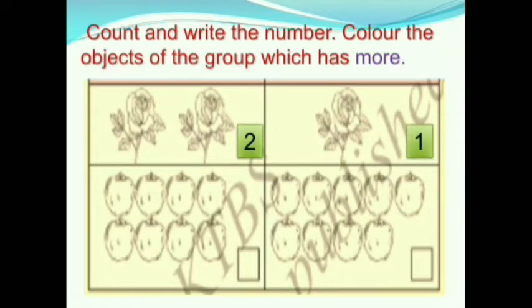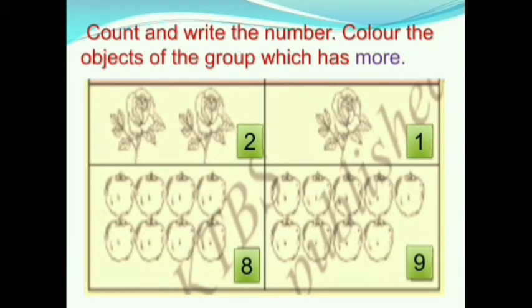Next we have apples. Now we will count the number of apples in the first group. 1, 2, 3, 4, 5, 6, 7, 8. 8 apples. So we will write 8. Now we will count the number of apples in the second group. 1, 2, 3, 4, 5, 6, 7, 8, 9. 9 apples. So we will write 9.